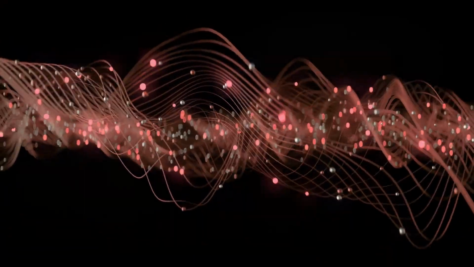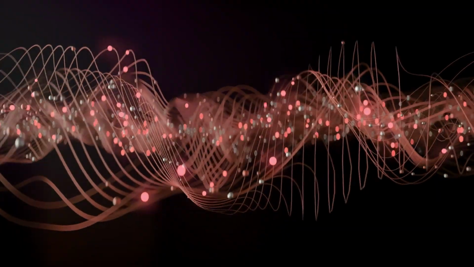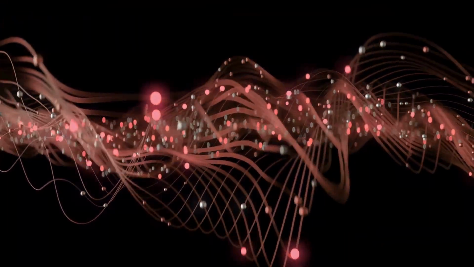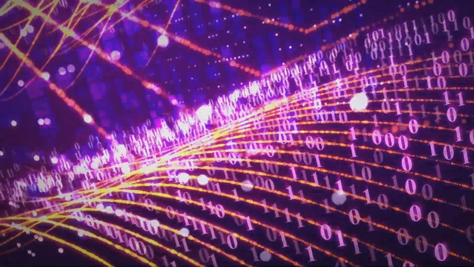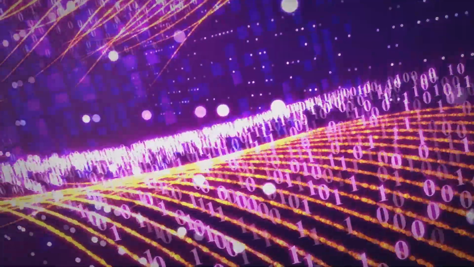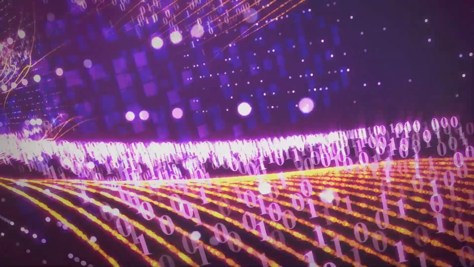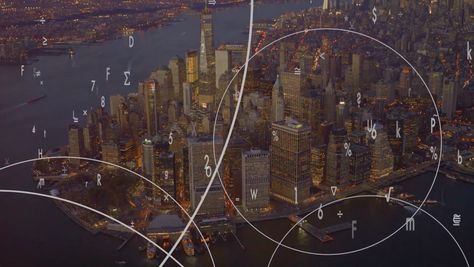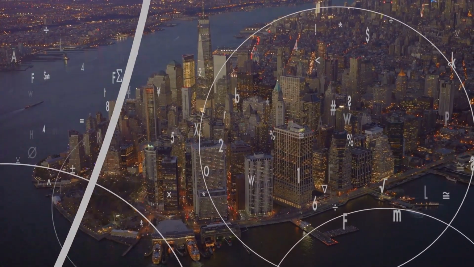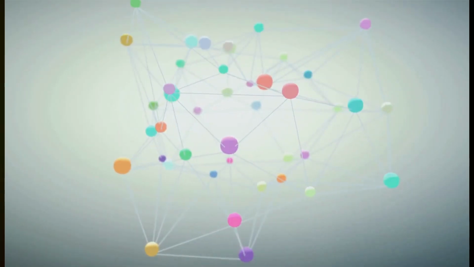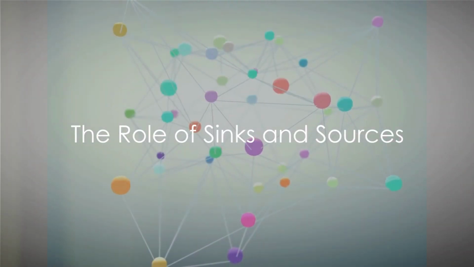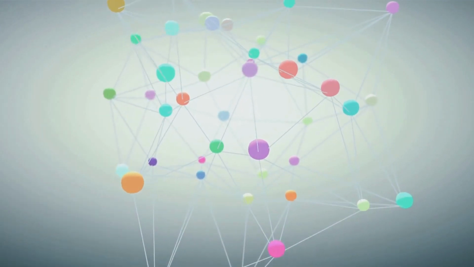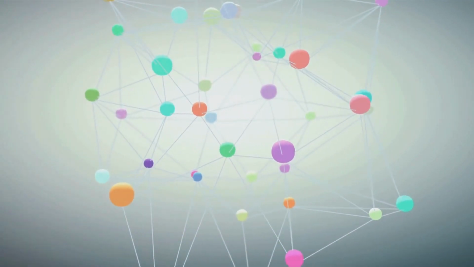So in essence, flow is about movement, about how much is going through, while capacity is about boundaries, about how much can go through. They work together, hand in glove, to ensure our networks function smoothly and efficiently. Flow and capacity, the lifeblood of a network. But what happens when there's too much or too little? Enter sinks and sources. Sinks and sources, the unsung heroes of network flow.